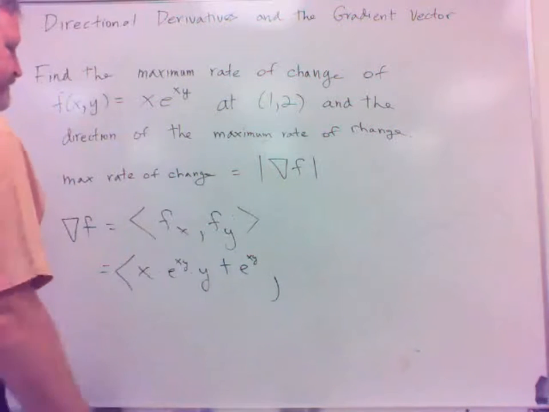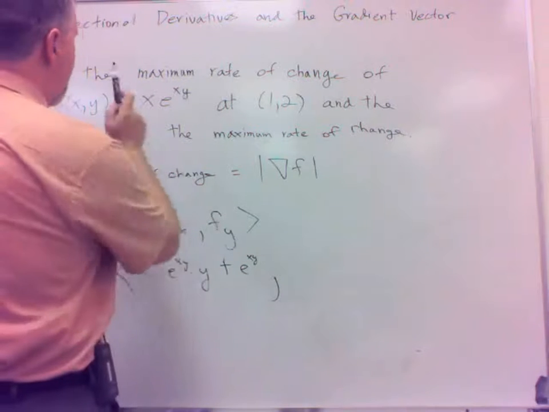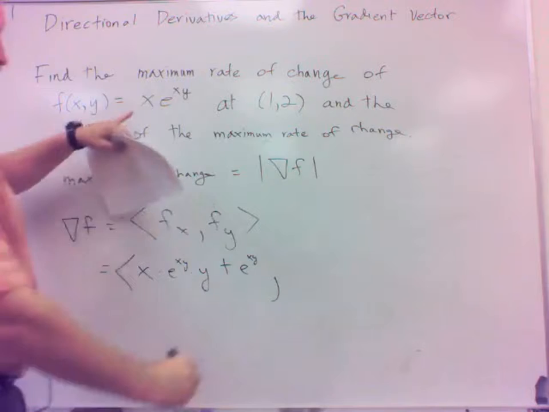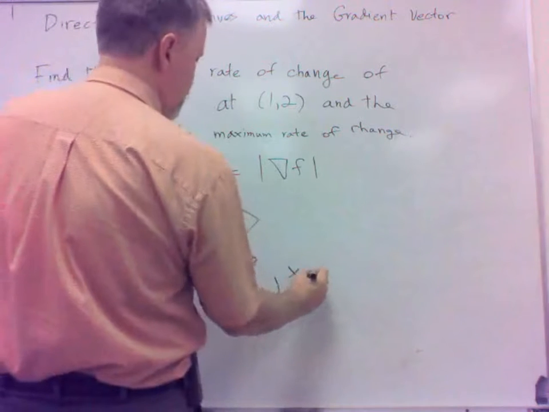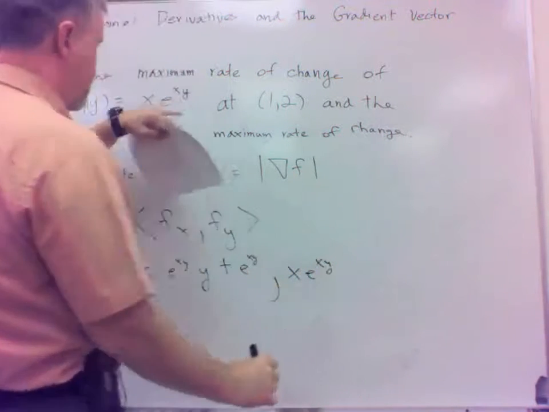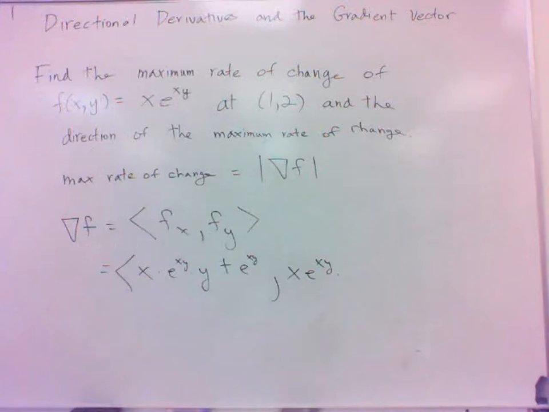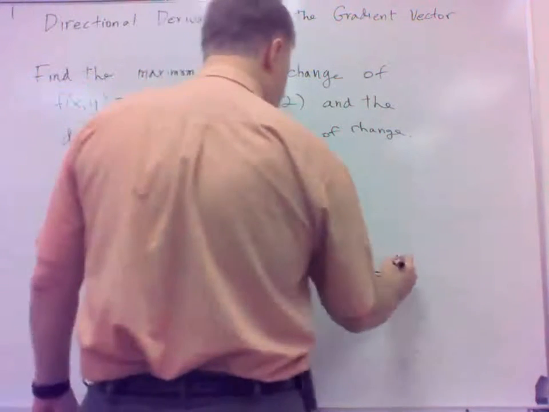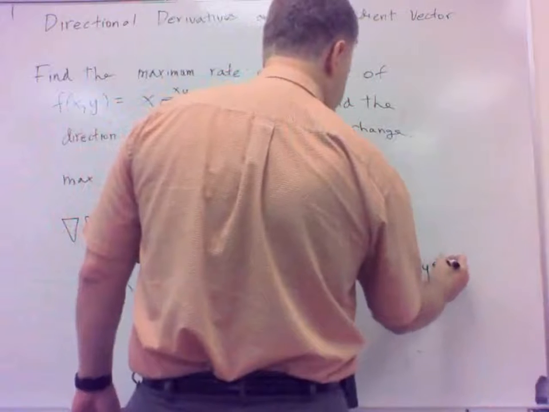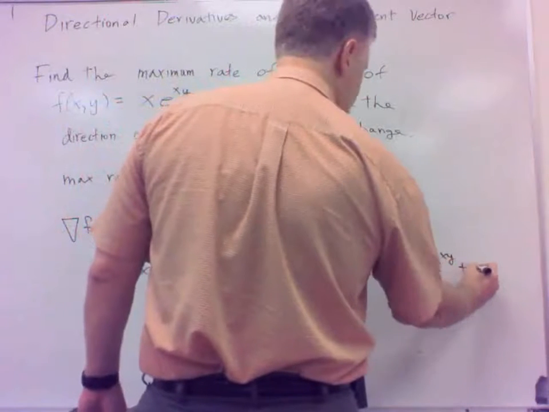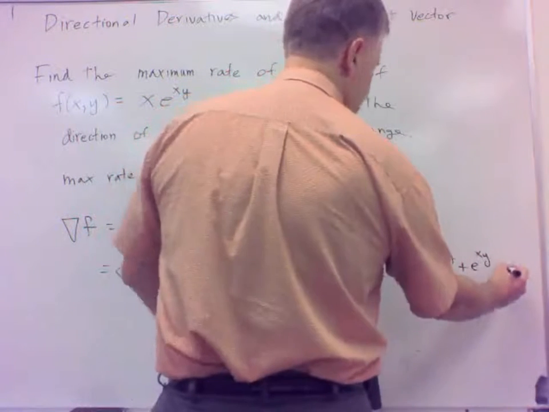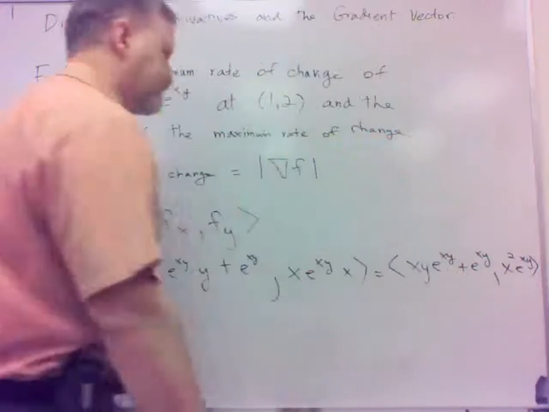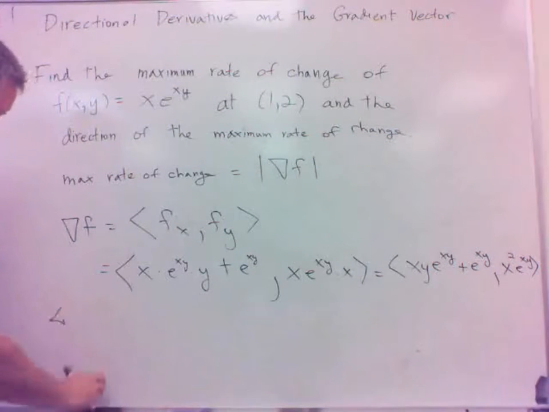Then the partial of f with respect to y is not a product rule. It'll be x times e to the xy times the derivative with respect to y of the power, which is just x. So it'll be x squared. So we've got xy e to the xy plus e to the xy, comma, x squared e to the xy.